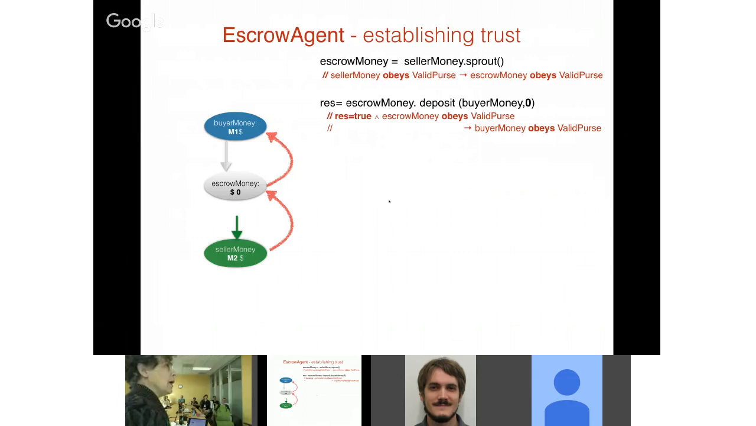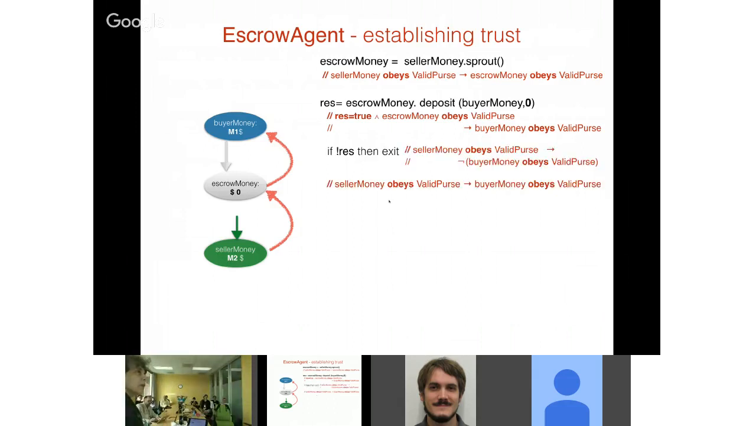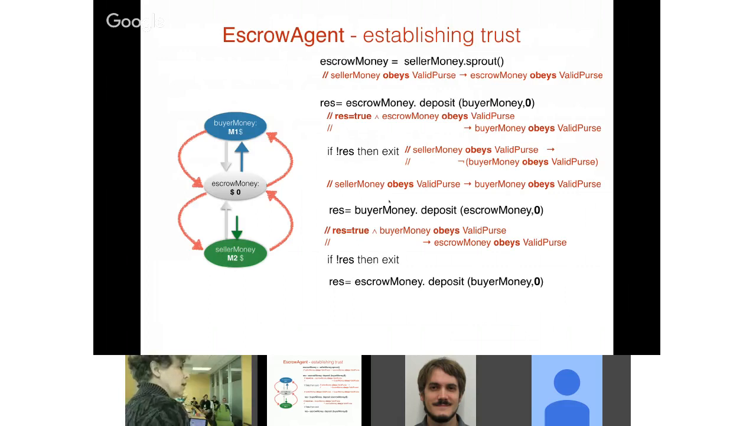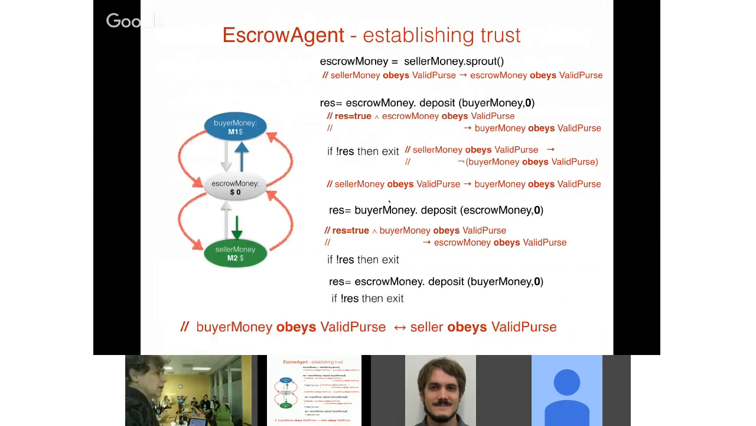In the second step, we make a zero deposit from the buyer money to the escrow money. So if the escrow money says true, if it is happy, and the escrow money is a valid purse, then we know that the buyer money will be a valid purse. So there is a chain of reasoning of trustworthiness. And the rest is going to be another two zero-sum deposits, which finish the chain. And in the end, what we will know is that if the buyer money is a valid purse, then the seller money is a valid purse, and the other way around, because of the chains that go like that.